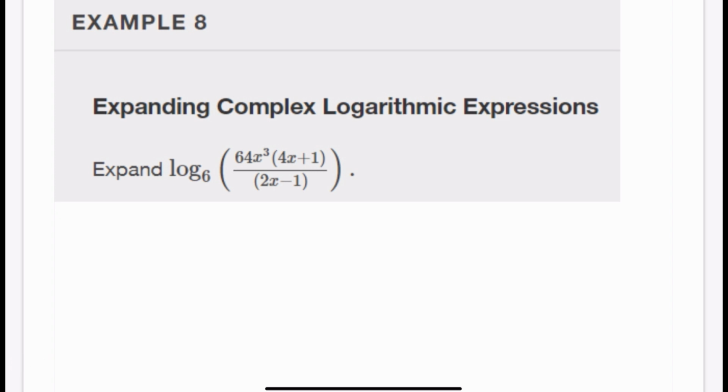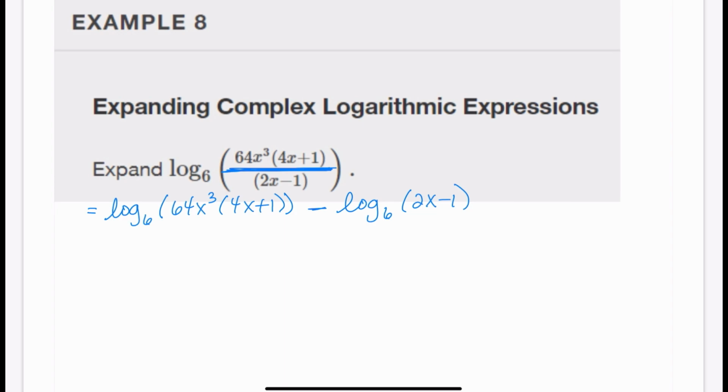Okay, from something that easy to something this complicated. If you think about it, first is the quotient rule. Take the time right now to first apply the quotient rule. So that means that this is going to equal the log base 6 of 64x to the third times 4x plus 1 minus the log base 6 of 2x minus 1. So the very first thing is always go for the quotient rule first. It's very helpful, actually. It's going to help you out.